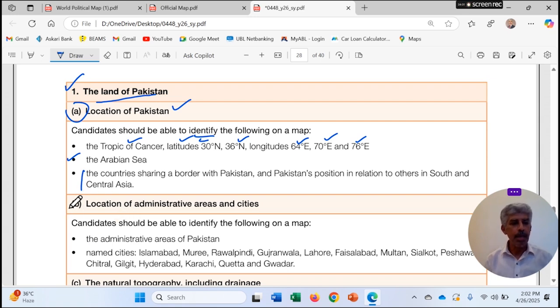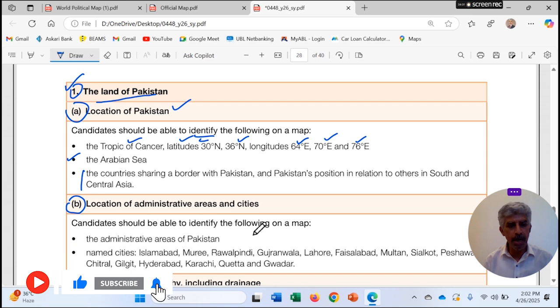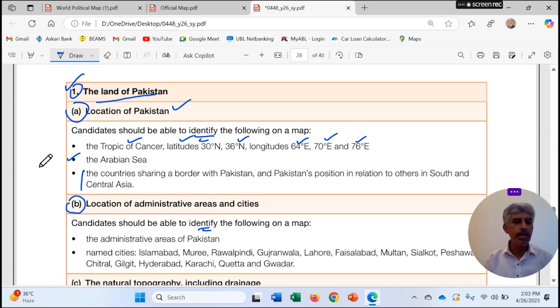And then in the B factor, in the same number one, that is the land of Pakistan, candidates should be able to identify the following on the map. Again, the identification, or you can say these are the things which are related to labeling, right? The correct labeling on the map. So the administrative areas of Pakistan, I mean the provinces identifications, that students should exactly know that there are 4 provinces of Pakistan and which area, which province is there.